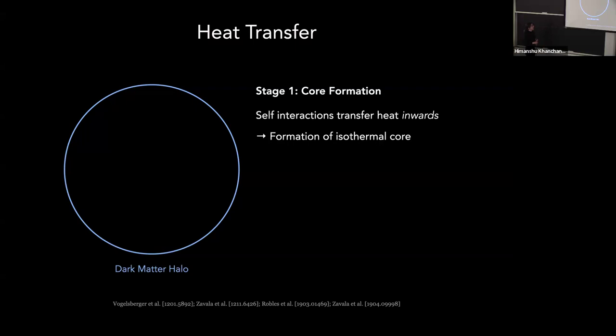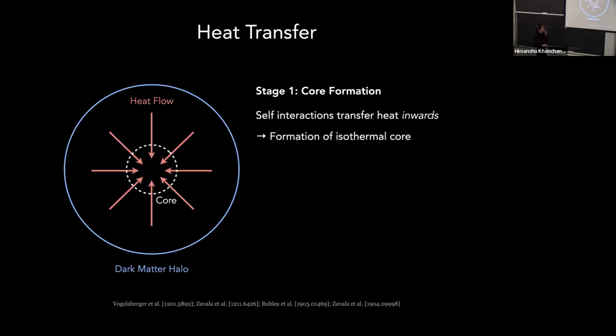The first stage is one where the self-interactions transfer heat to the inner part of the halo. As it does that, it heats up the inner region, and you end up forming a core there. This is the standard picture that people usually think of when we talk about self-interactions: oh, self-interactions give me large cores in my dark matter halo. And that is true, except only in this first stage. That's where you form this core.